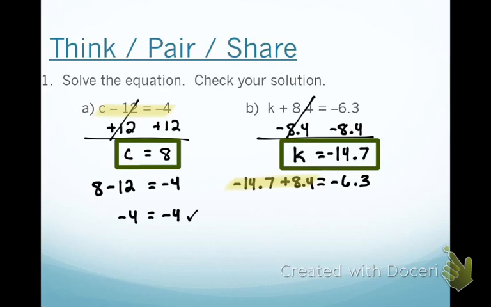Okay, so guys, what is negative 14.7 plus 8.4? Gerard, what was it? Negative 6.3. Class, does negative 6.3 equal negative 6.3? Yes, that means it did check out. Okay, now if you got a different answer, you should have plugged it in right here, and that would have shown you something went wrong. That's the point of checking our answers, to see is that correct or not.